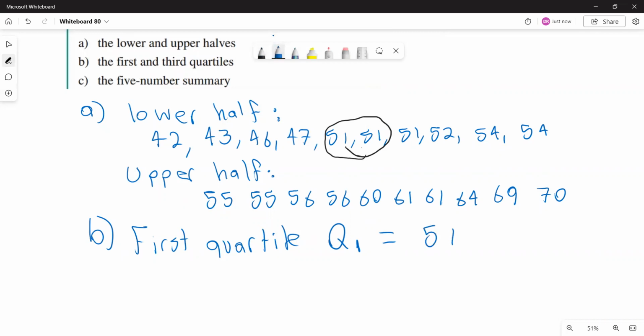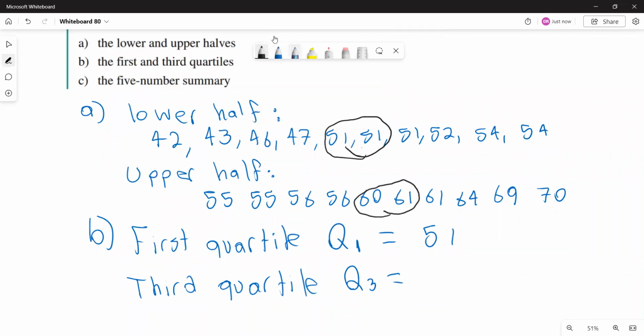The third quartile is again the mean of the two middle values. The two middle values are 60 and 61. So the third quartile is going to be 60.5.